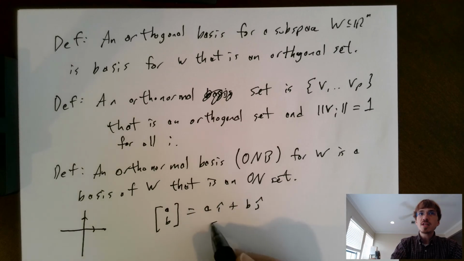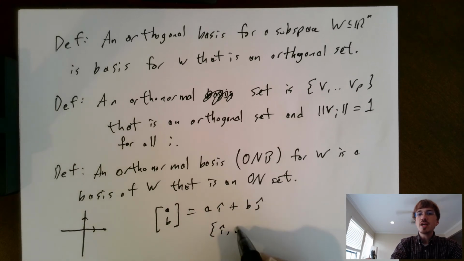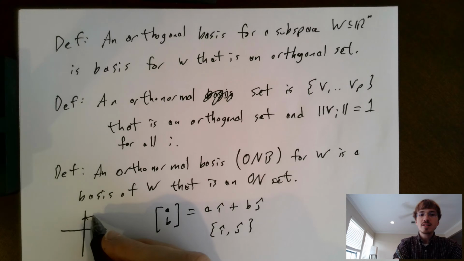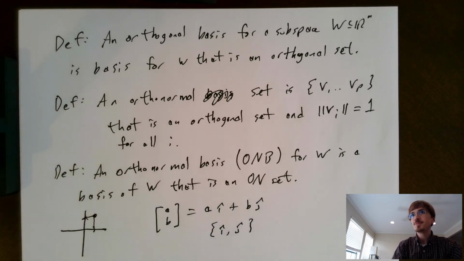So it turns out the set of vectors, i hat and j hat, is our prototype that you should think of in your mind of what an orthonormal basis is. It allows you to form nice, easy coordinates. Yeah? And each of the basis vectors points in kind of its own direction.